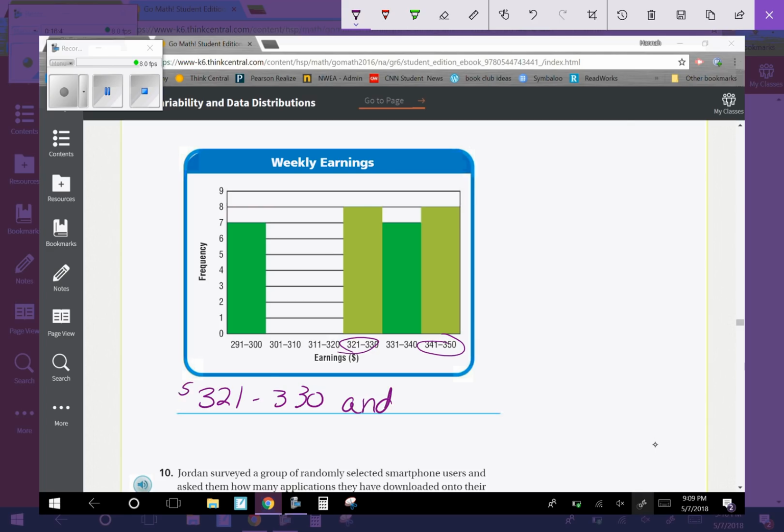And 341 to 350. Now you might be thinking, well, Mrs. Nicely, but these two both go up to the 7. But that's not the most, okay? The most go on up to that 8.